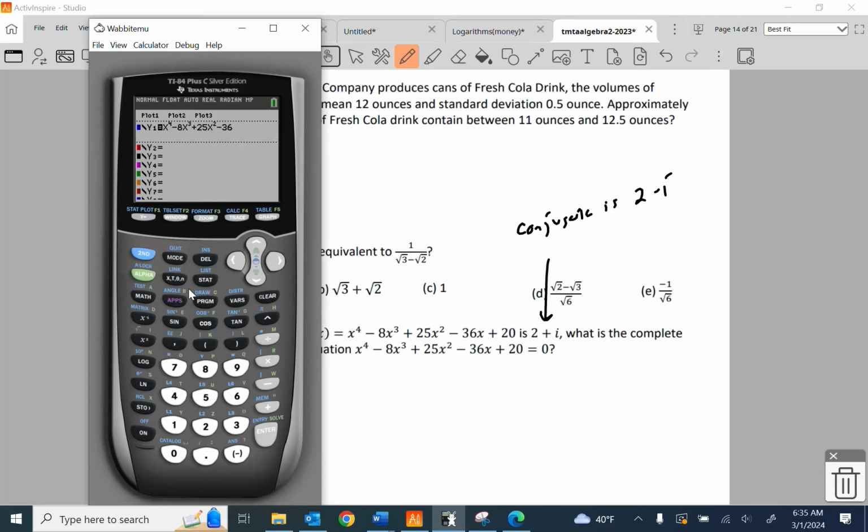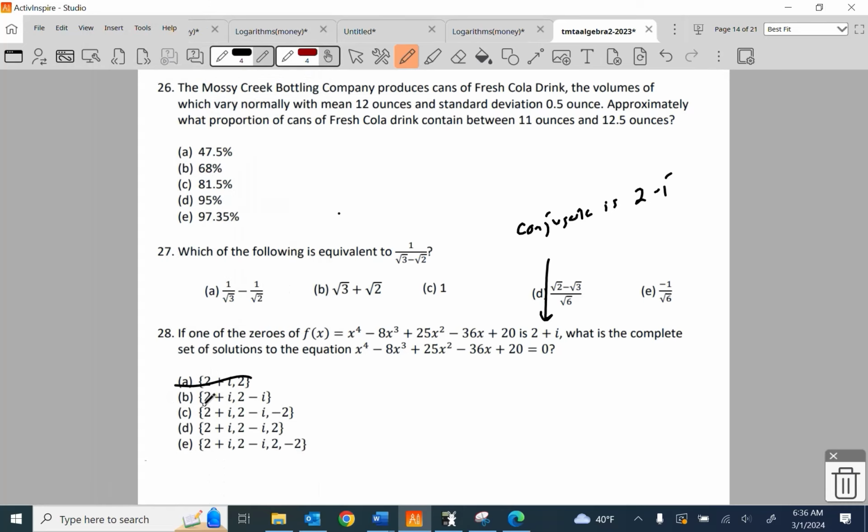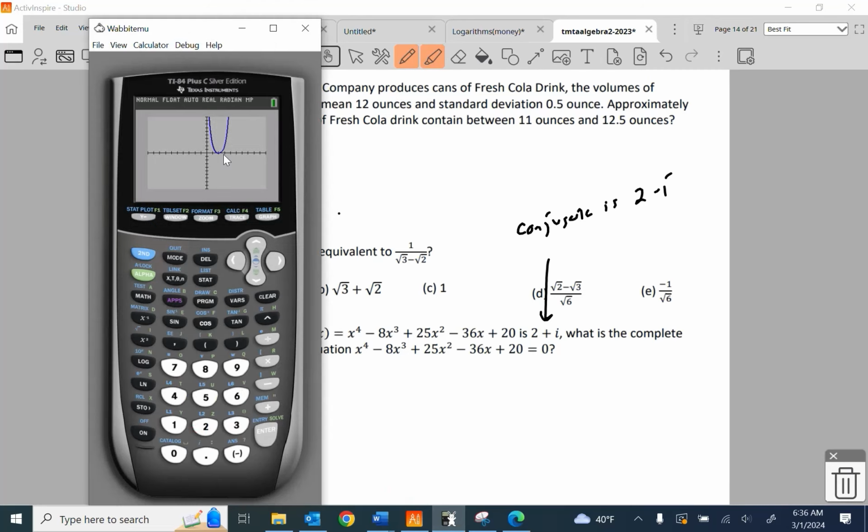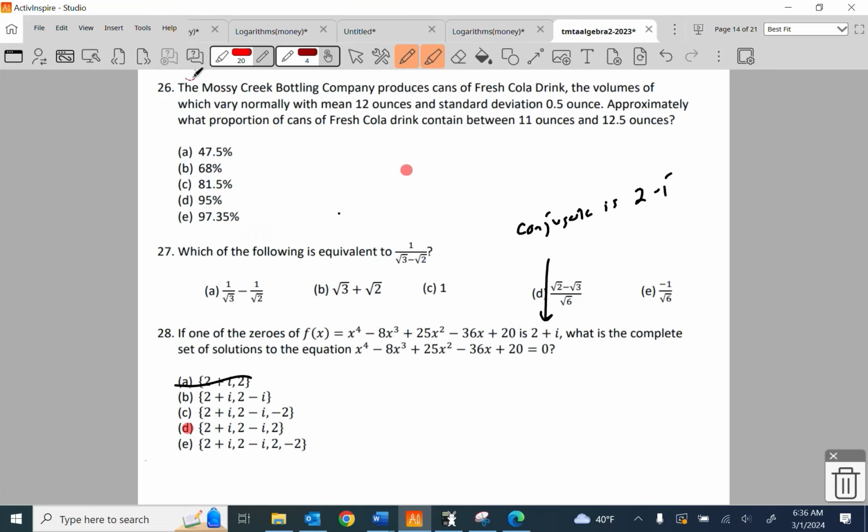Do they know that zeros are where you cross the x-axis? Do they know this? So normally I'd put a 0 on y2, but I have a hunch that these are nice whole numbers. There's the only 0. It's a 2. It's got to be choice D. And again, there's my only 0. It happens twice. It has a multiplicity of 2. That's my only 0.